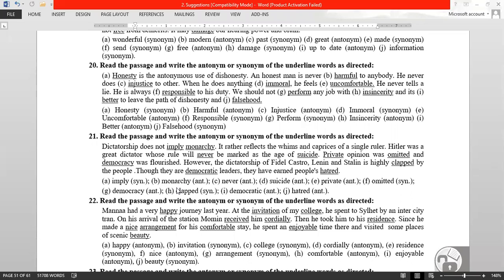Monarchy, antonym, republic. Even you can use democracy. Democracy is its opposite. In a democratic system of government, there is no monarch or king or a dictator. And the will of the people is appreciated, is valued in a democratic society or in a republic. But that does not usually happen in monarchy. Okay, monarchy, antonym, democracy or republic. Never, antonym, ever. You can use also always.